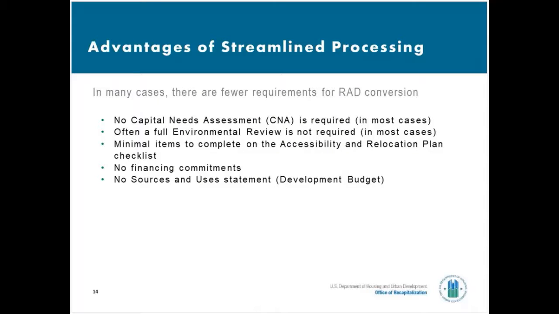It's a lesser review, and whether it's done by HUD staff, if you're opting for project-based rental assistance, or by a responsible entity, which is a unit of local government, for the project-based voucher assistance, they'll walk you through those requirements that you'll need to meet. There are also going to be minimal items to complete on your accessibility and relocation plan checklist, right? We're not considering relocation because we're not going to be doing any rehab. We shouldn't be seeing any financing commitments. There's no sources and uses statement or scope of work. Again, as you can see, these are usually the heaviest, most complex pieces of a RAD conversion.